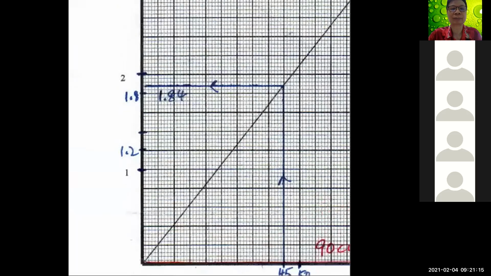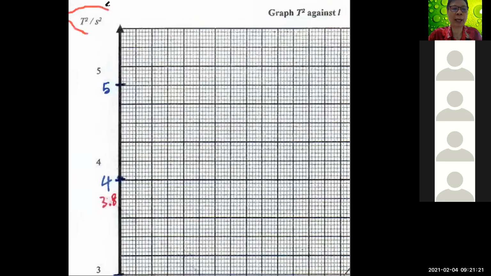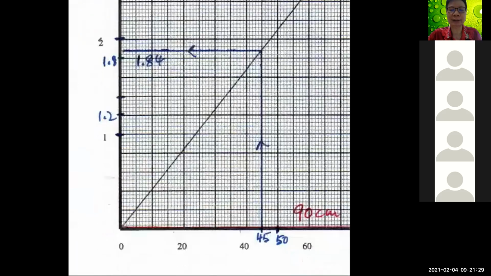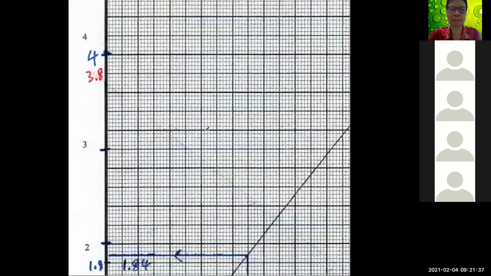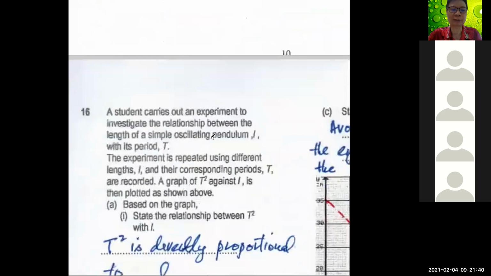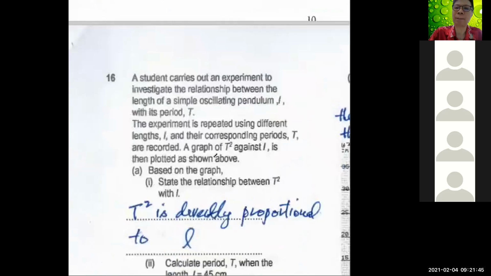This is the graph. You can see the graph plotted here is T squared. I told you why they square it, because they want to get a straight line. T squared against the length of the thread, L. This is a nicely done straight line going up, right? Now the first question, the relationship. Because the graph is a straight line passing through the origin, the answer is T squared is directly proportional to L.